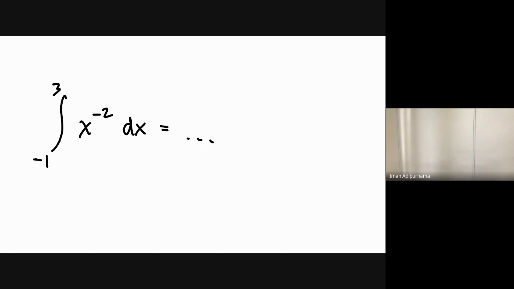You need to find the antiderivative of x to the power of -2, right? What's the result here? 2 over 3, really? I think you do need the negative here, right? All right. 2 over 3. Anyone have a different answer?